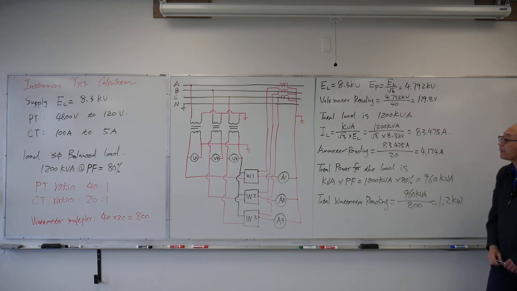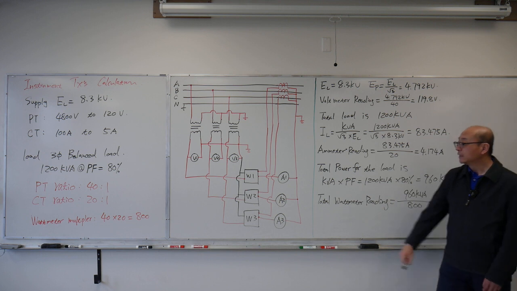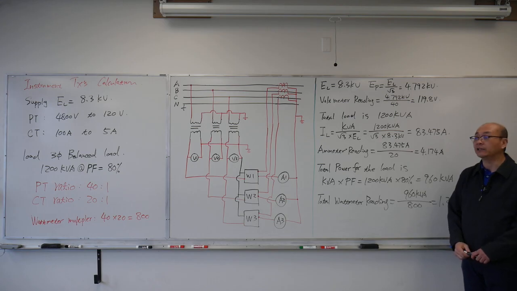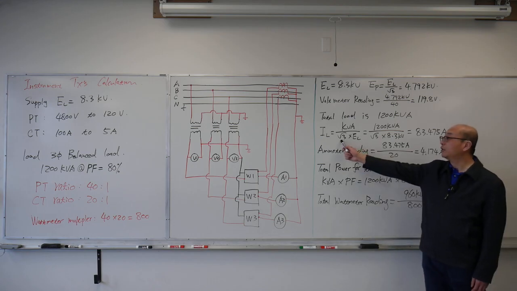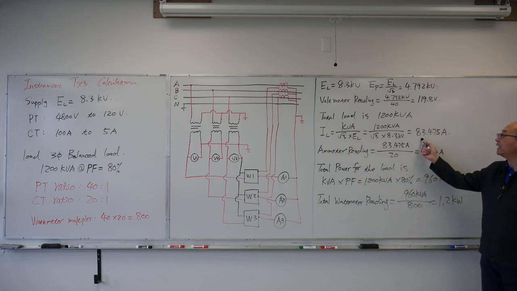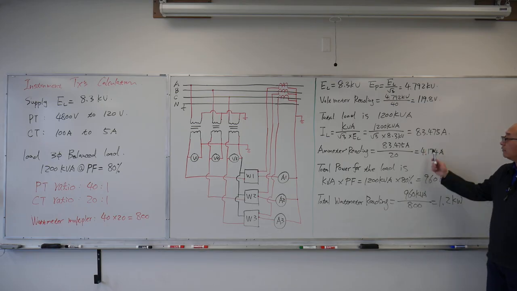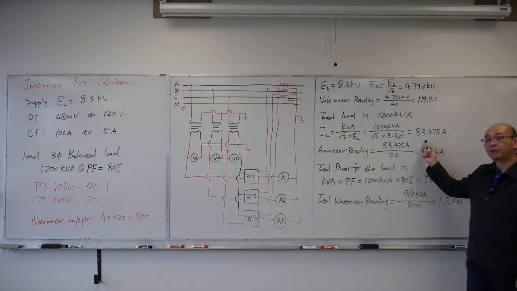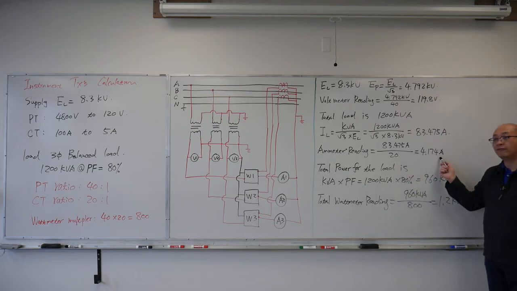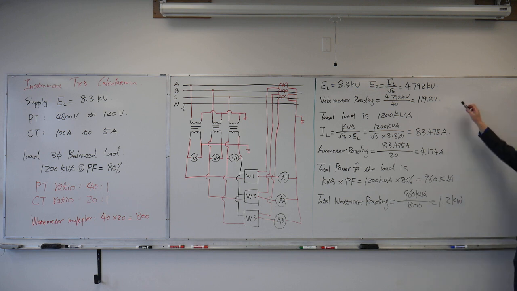which gives 119.8 volts. The total load is 1200 kVA. To find the current rating on the ammeter, we have to calculate the primary line current. The line current is equal to the total kVA divided by root 3 times E line. The primary line current is 83.475 amps. The ammeter reading is equal to the primary line current divided by the CT ratio, which gives 4.174 amps. So here is the reading for the ammeter, and here is the reading for the voltmeter.